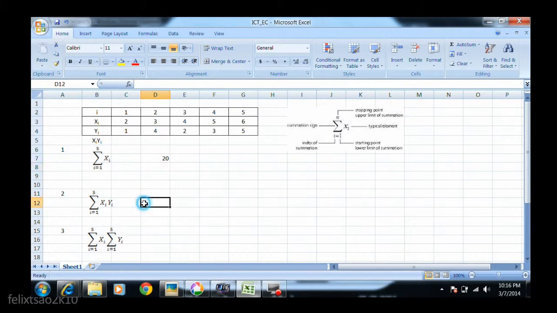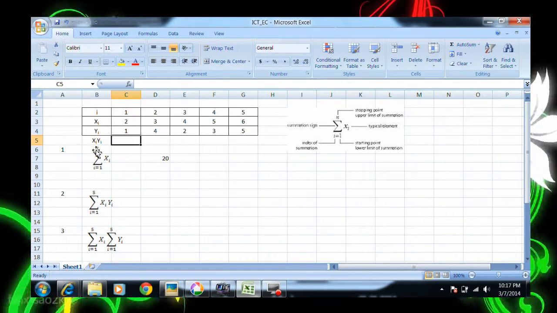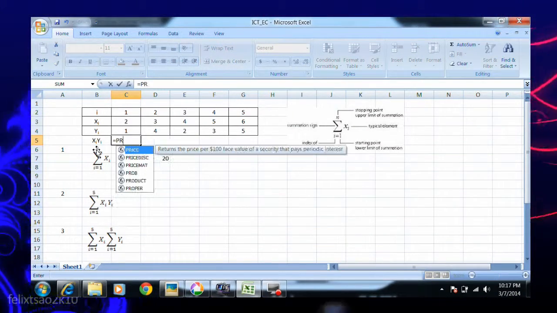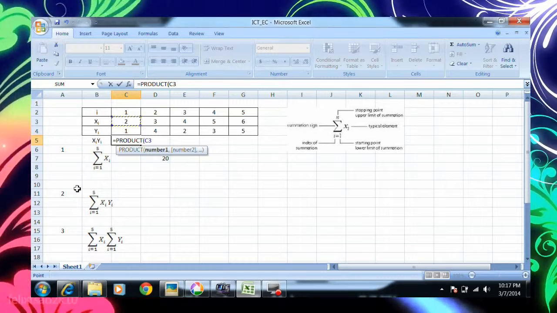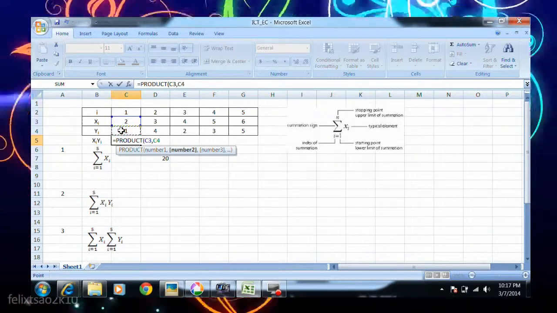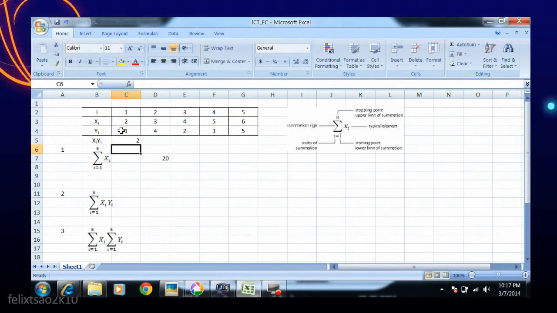And for number 2, we have to multiply the values of x sub i by y sub i. So I'm going to make a row here just for an easier solving process. So I'm basically going to multiply these values. So how do we do that? Product of this, comma, this, close parenthesis, and enter.